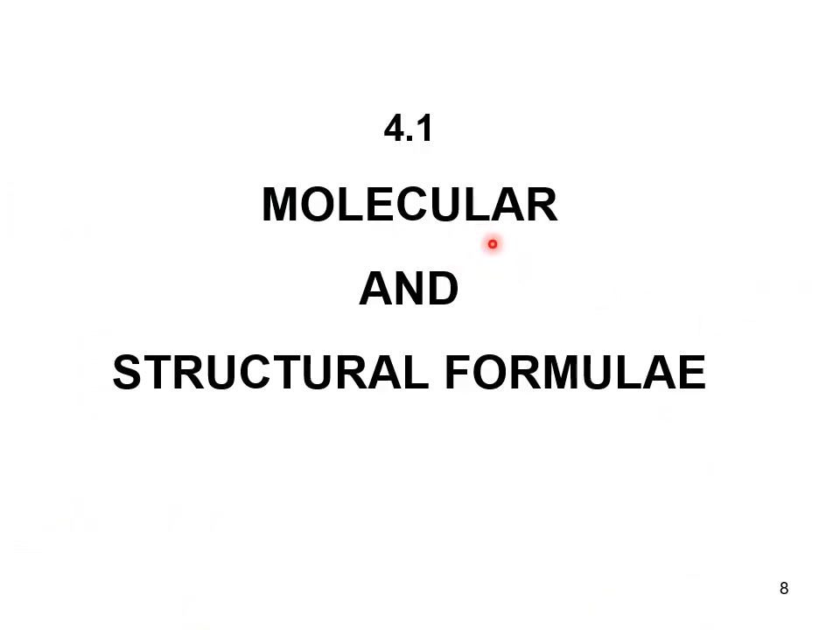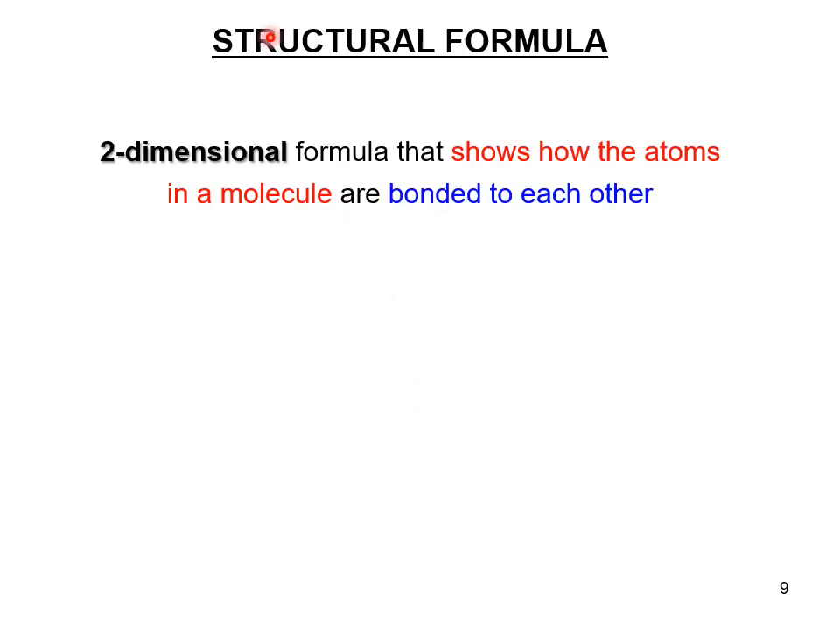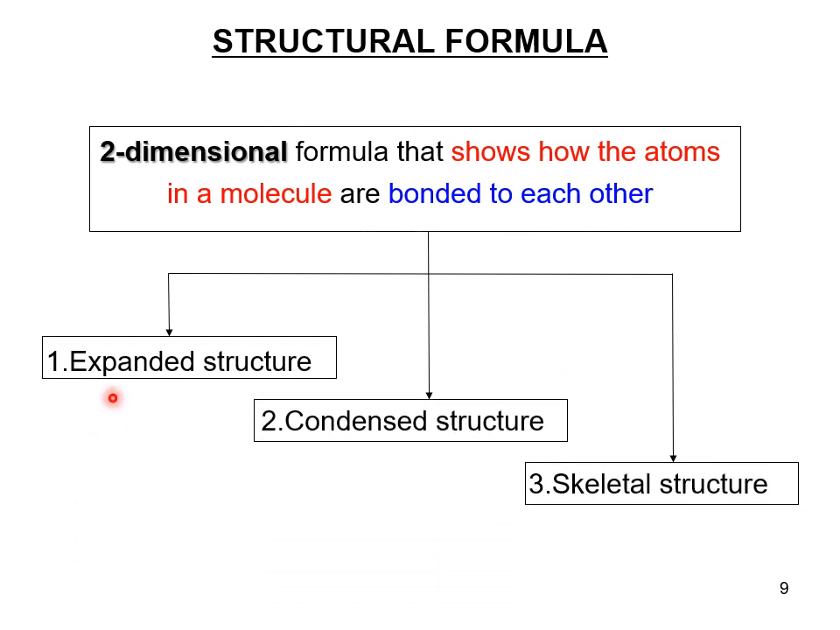4.1 Molecular and structural formula. So please try to think what is the difference between molecular and structural formula. Structural formula is a two-dimensional formula that shows how the atoms in a molecule are bonded to each other. So you see there are 3 different structural formulas. So what are the 3? First, expanded structure. Second, condensed structure. Third, skeletal structure. Based on the names, you can imagine expanded, you have to expand everything. Condensed, you squeeze into one structure, without showing the complexity.